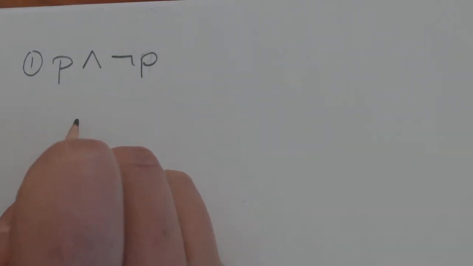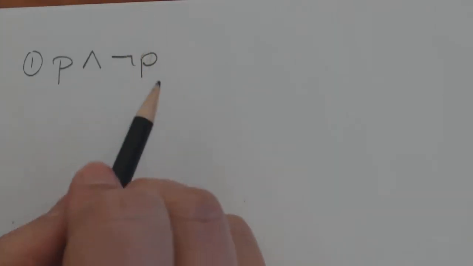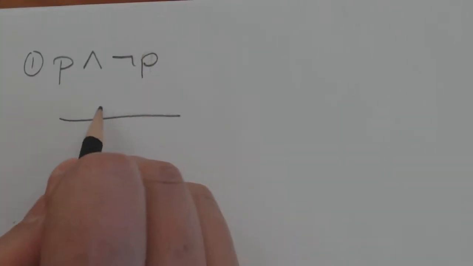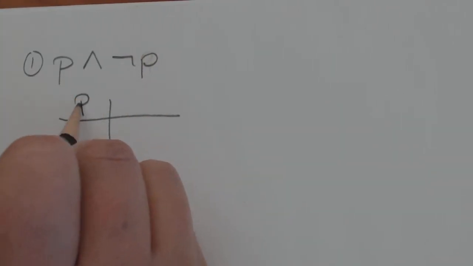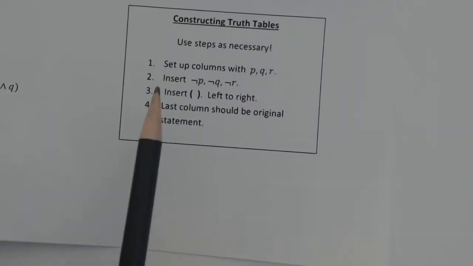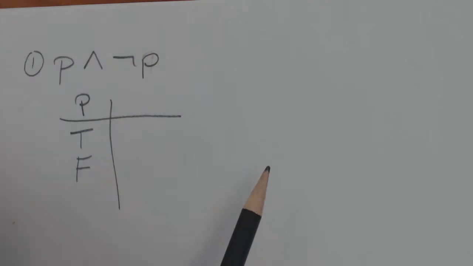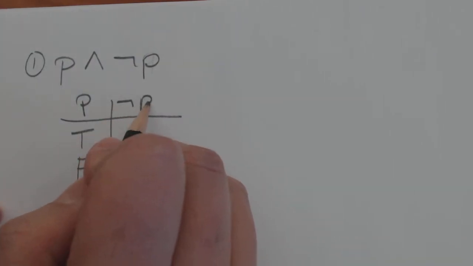So when we set up our truth table, that first step that says use as necessary is set up columns with P, Q, and R. Well, here we just have P. So that's all I'm really going to set it up with. We don't have Q. And under P, because we only have one letter, we just assign values true and false. Step 2 says insert the negations of P, Q, and R. Again, we just have not P in here, so that's the only one that we need.